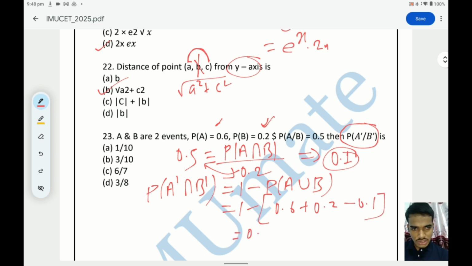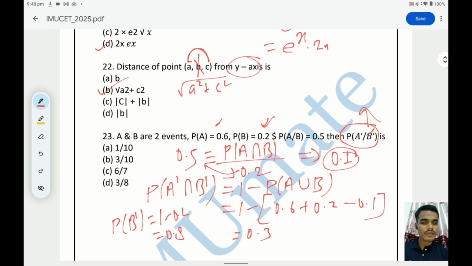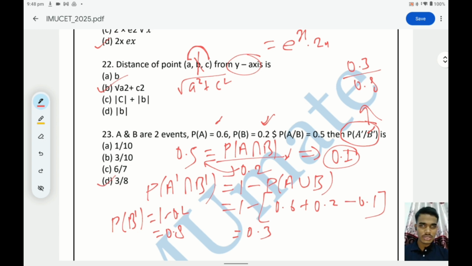If we solve it, we will get 0.3. And we can find P(B'), that will be 1 minus P(B), so 1 minus 0.2, that is 0.8. Now we can find this one by the similar formula. So our value will be 0.3 upon 0.8. It means final value will be 3 upon 8. Okay, option number D for question number 23.